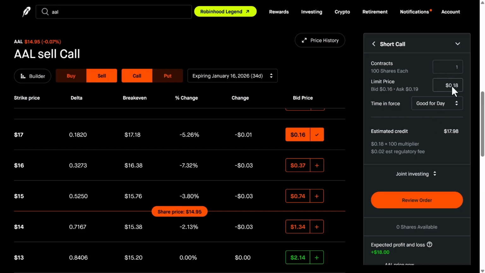Like I said, 1 cent here only means $1: 1 penny times 100 shares. But there's times when this gap can be as much as $1. And so you really want to try to do the higher price, get as much as you can.